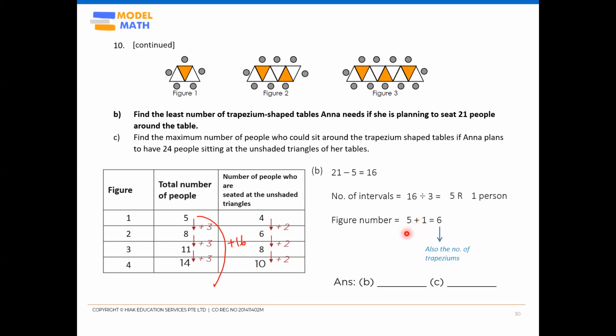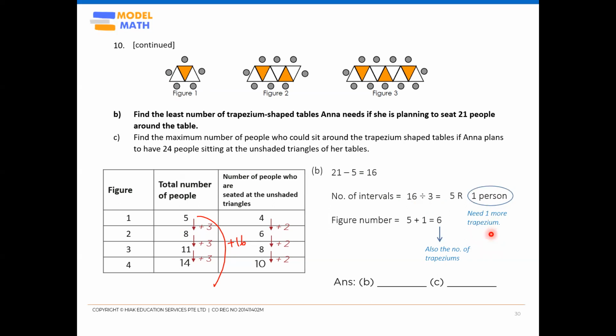Why? Because you may need to think about whether this one person requires another trapezium or not. So don't forget, whenever you have a remainder, do give some thought to whether the remainder is important. Must that be included? So this 6 trapezium, can it fit another one person in? What I know from my division is that this remainder will not be able to squeeze into the 6 trapezium-shaped tables. It's strictly 6 trapeziums, which means that if I would like to fit another one more person in, I would then need to bring in another trapezium table.